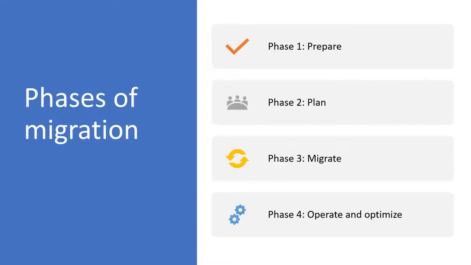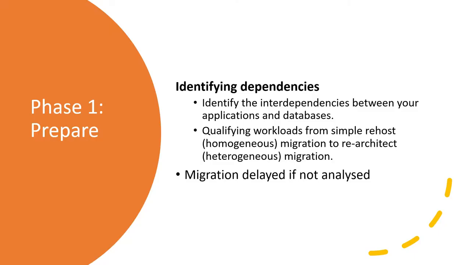So if you are talking about the phases of migration, these are the different phases. There are mainly four phases. This can be divided into several other phases depending upon how you are thinking your migration will be. But there are normally four phases. One is, so we say it as PPMO, which is prepare, plan, migrate, operate, and optimize.